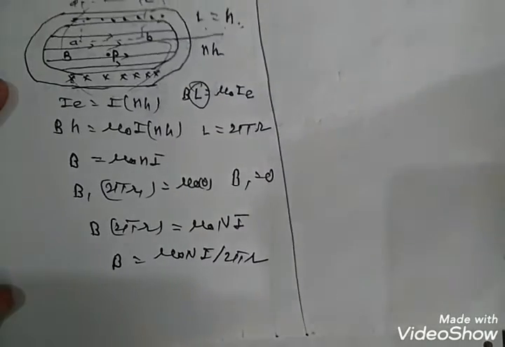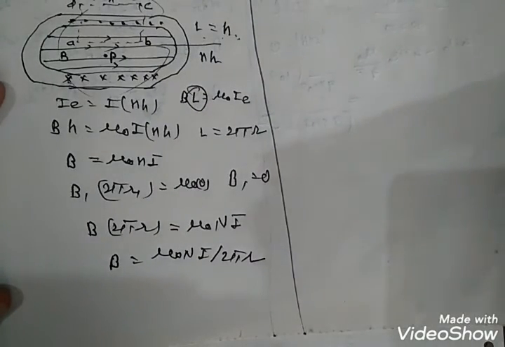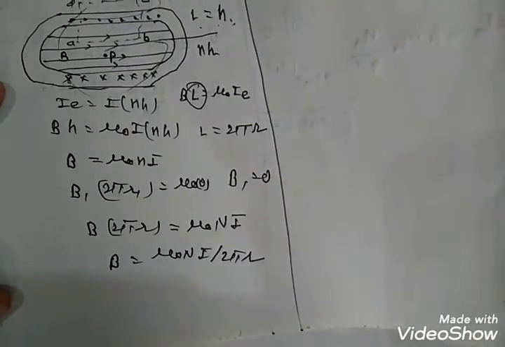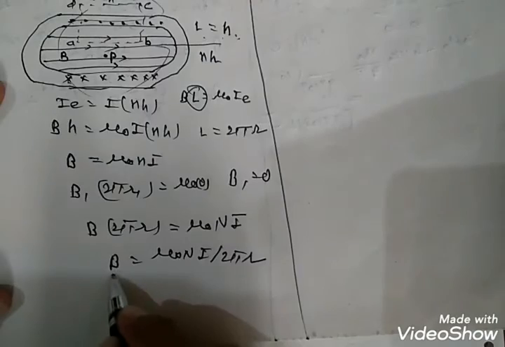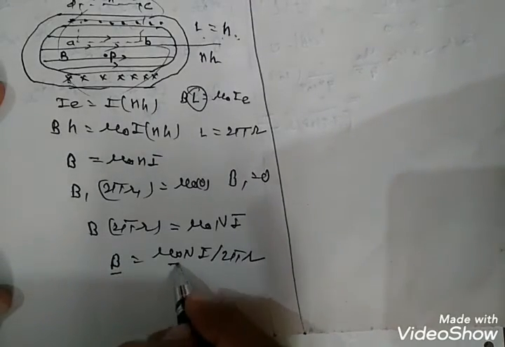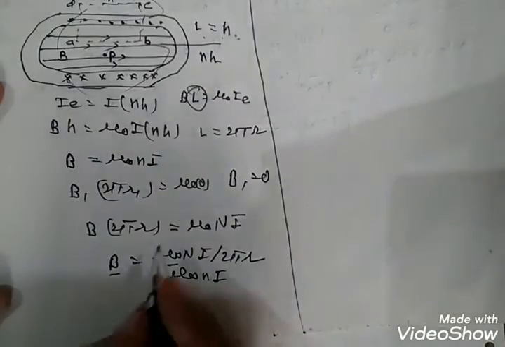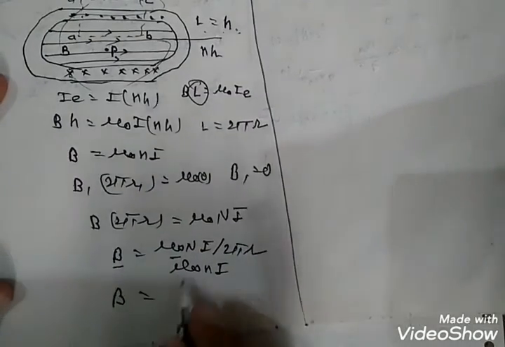Here we know that capital N is equal to 2 pi r, the average perimeter of the toroid, into small n, the number of turns per unit length. So B is equal to mu 0 n I, the same as the result for the solenoid. So the final answer is B is equal to mu 0 small n and I.